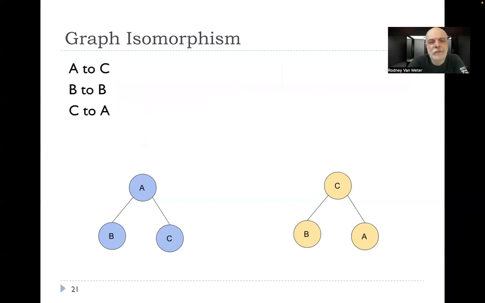The way we can do this in this case, if we take A and we rename it to C, and we take B and keep it as B, we take C and rename it to A, then you can turn the blue graph on the left into the yellow graph on the right.